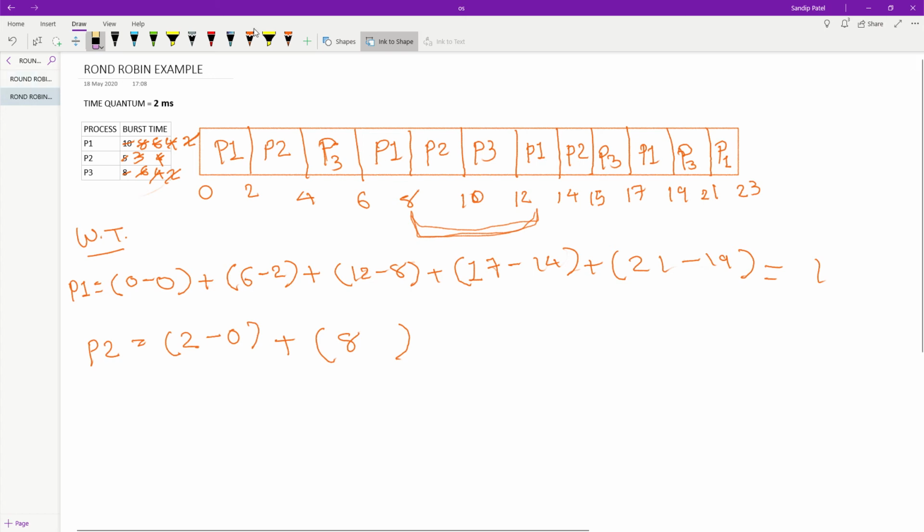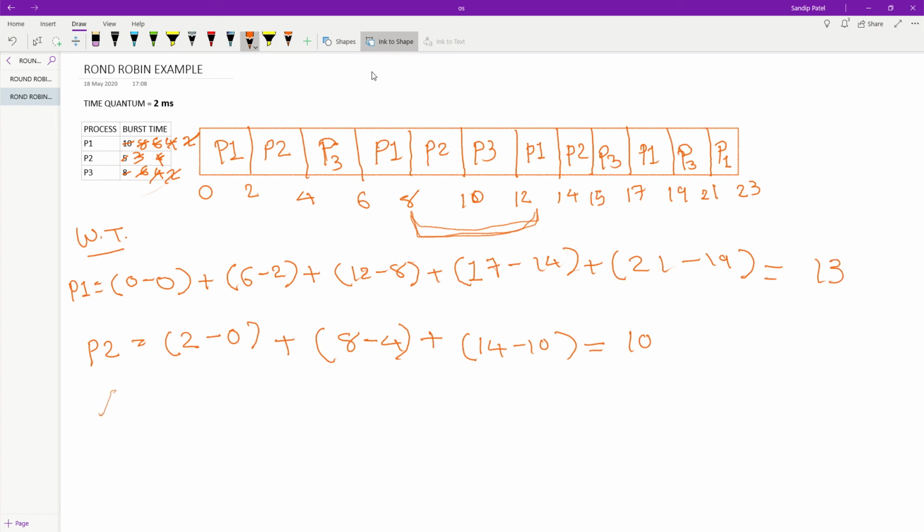So 8 minus 4, that's the time it has to wait in the ready queue. Here we will write down minus 4 plus again P2 swaps out at 10 millisecond and enters at 14, minus 10. Then P2 swaps out but does not enter again. So now here is the total: 2 plus 8 minus 4, 4 plus 2 is 6, so 10 millisecond.